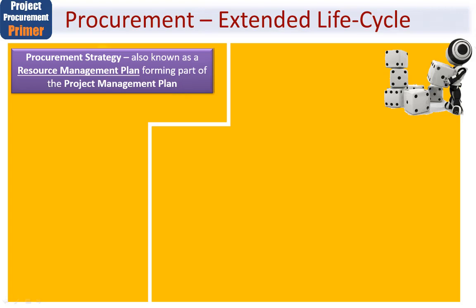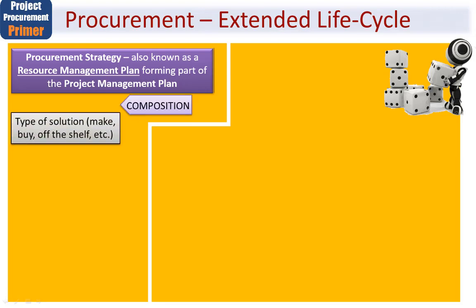And the so-called procurement strategy is no different in this regard. It is merely how we are going to use procurement within this particular project. Some projects don't need any procurement at all, since they are only using internal staff. Now, the composition of the resource management plan is fairly straightforward.